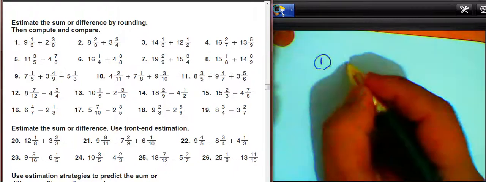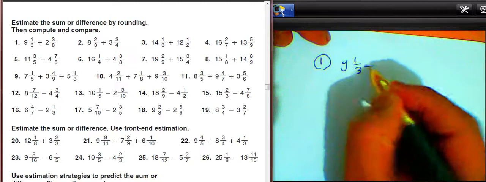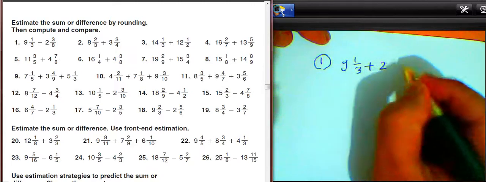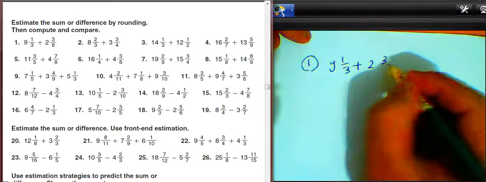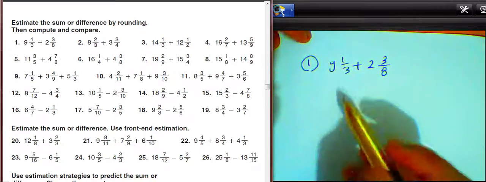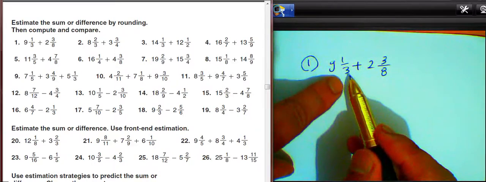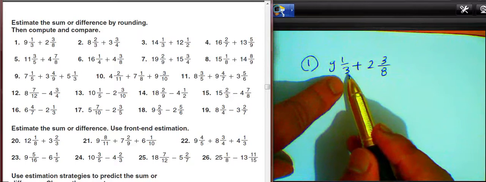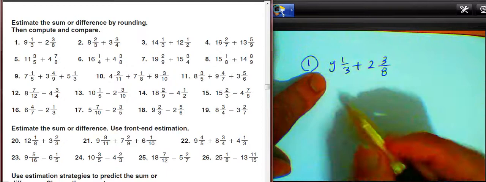9 1/3 plus 2 and 3 over 8. Look at this denominator. The half of 3 equals 1 and a half. 1 is less than 1 and a half. So this number will be estimated to 9.